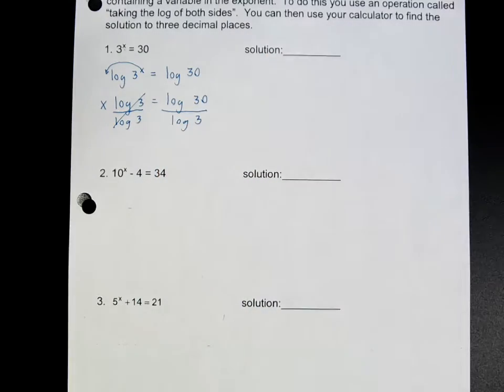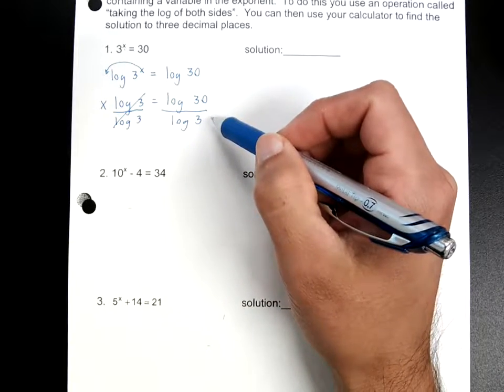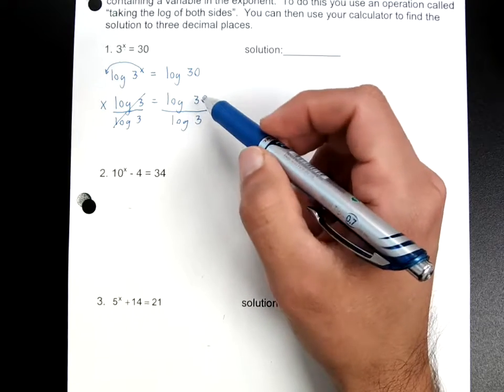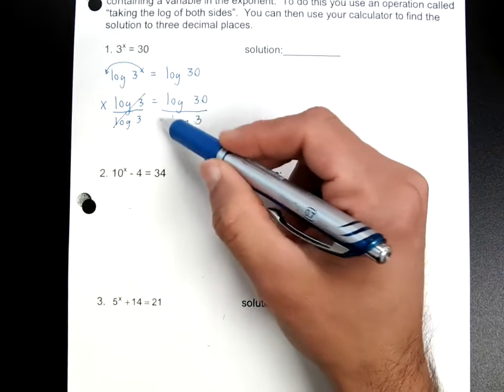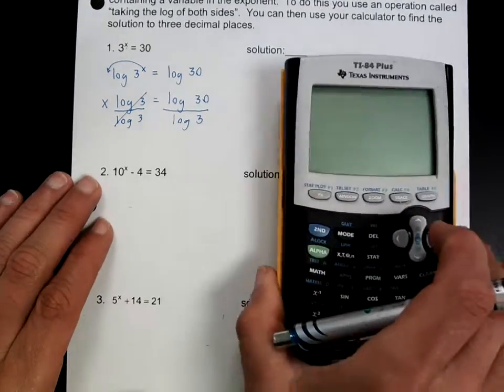Just a few warnings. Remember that this does not mean that this is going to simplify to log of 10. This 30 and that 3 are not going to interact with one another. So all you have to do now is put this exactly like you see it on your calculator, and it should give you the answer. It should be around 3 something, right?